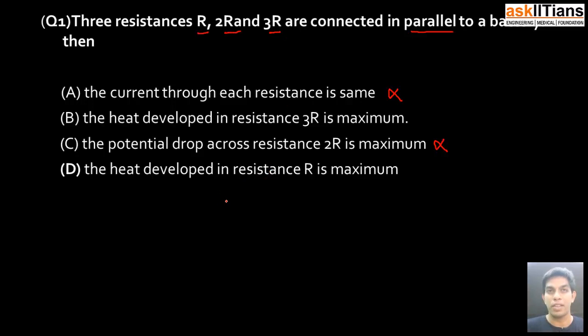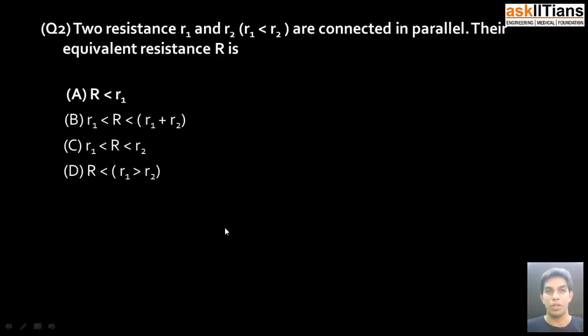So our primary focus for this question is the heat developed. Heat developed is given by P is equal to V square by R. Given it's a parallel connection, I can say that P is proportional to 1 by R. So the resistance having the least value will have the highest heat developed. Hence, D is the correct option. That is, the heat developed in the resistance R is maximum. So let's move on to the second question.